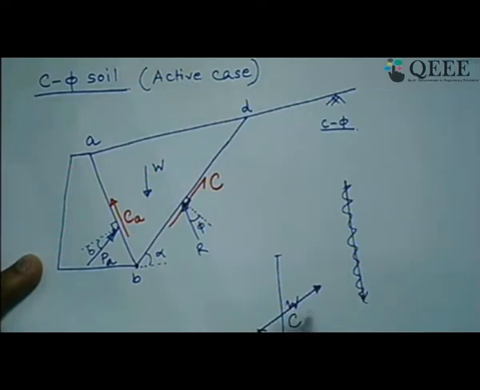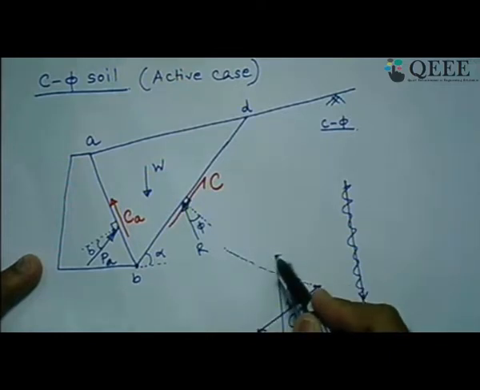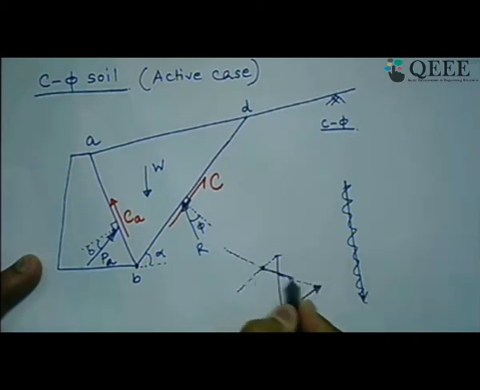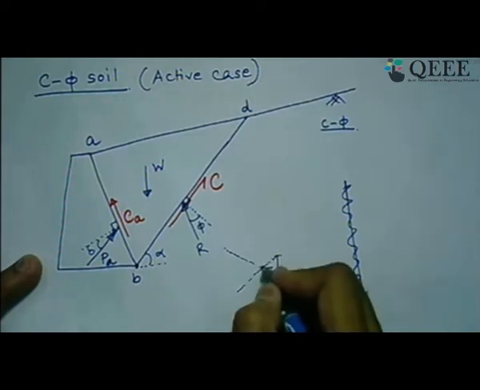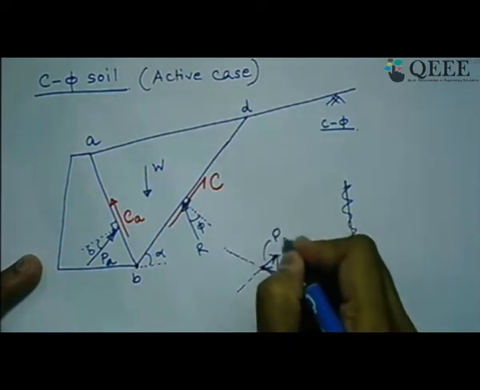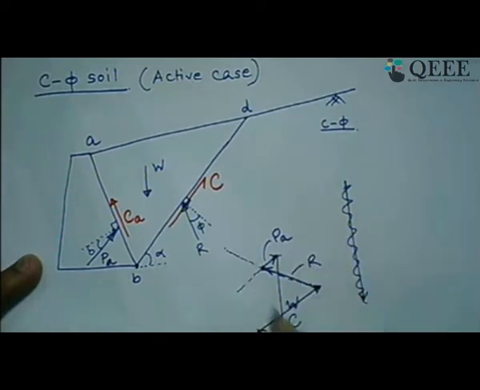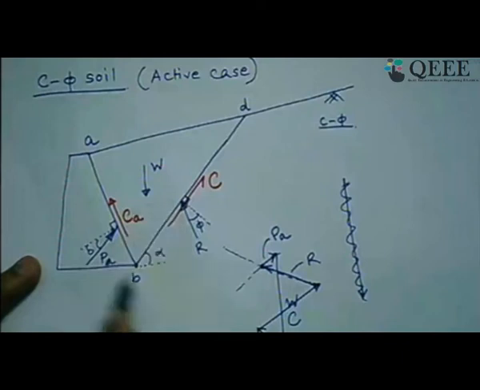Now for R and PA, you know only direction but not the value. So what we will do, from here we will draw a line which is parallel to R, and we will draw another line from here which is parallel to PA. So wherever these two meet, that gives you a closed force polygon, and that gives you the value of PA, and this is your R. So earlier it was a 3-force system, now it has become a 5-force system, but to maintain equilibrium, a closed polygon has to be formed.